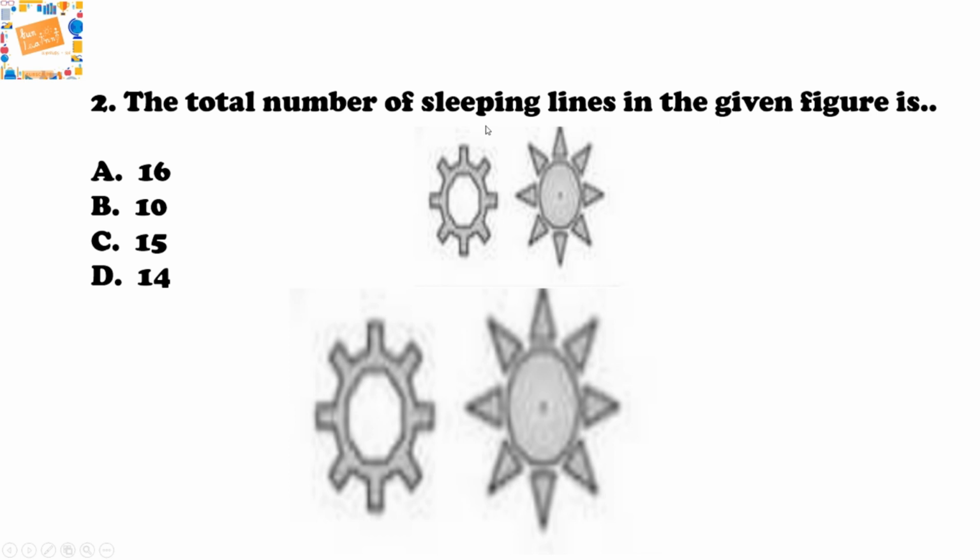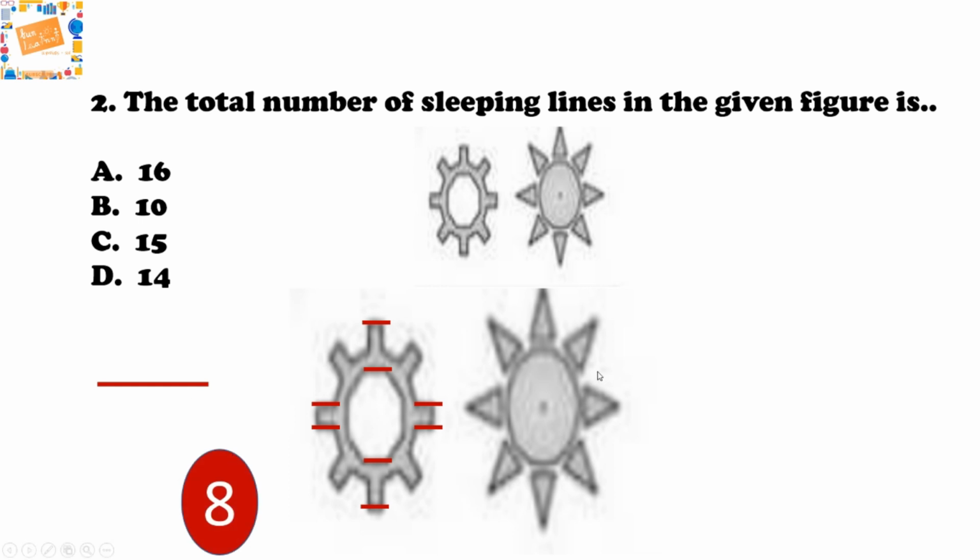Well, sleeping lines is nothing but a horizontal line such as this. So let's count the sleeping lines in the first figure. The sleeping lines here will be 1, 2, 3, 4, which are very clear. But there are more sleeping lines, which are in the internal figure, the internal hexagon, as well as the top rows. So it's 1, 2 and then the top rows 3 and 4. So in all there are 8 sleeping lines in the first figure.